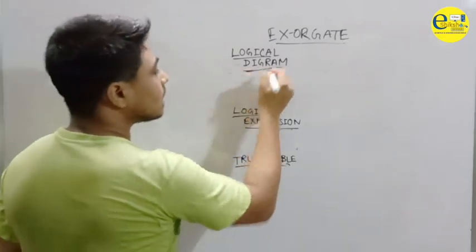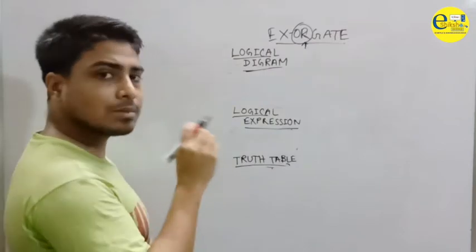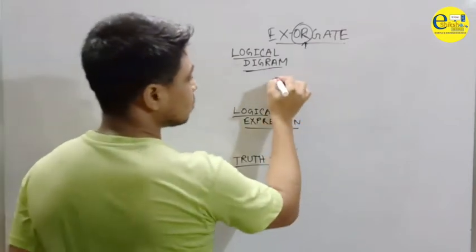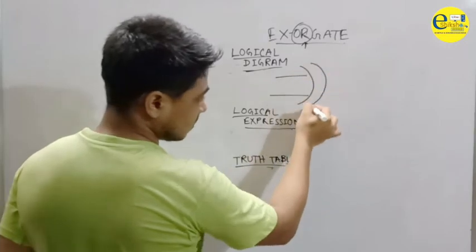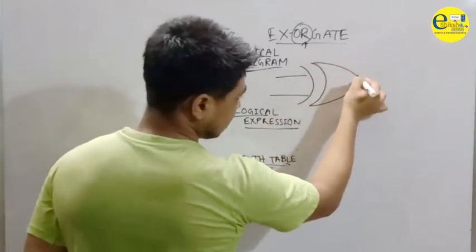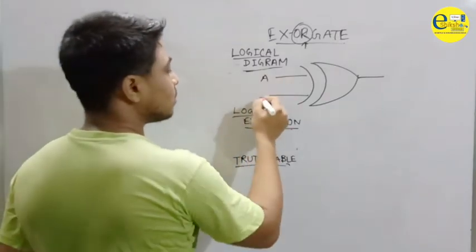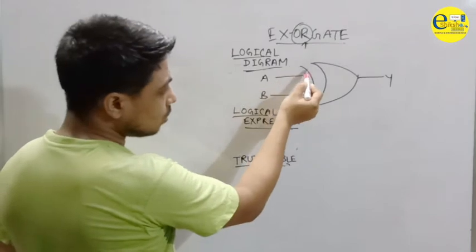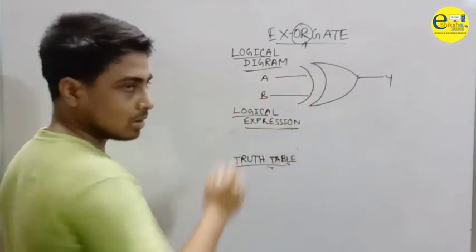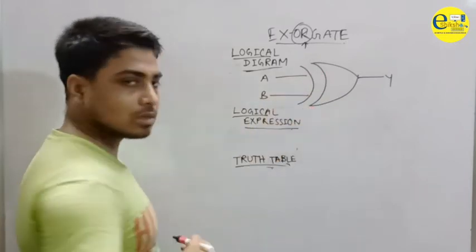So the logical diagram: as it is related to the OR gate, it has some similarity with the OR gate, so the diagram looks like this. The inputs are A, B and the output Y. Students, keep in mind that you should not touch this line with this line. There will always be a gap between these two lines.